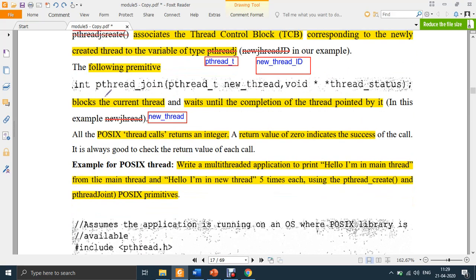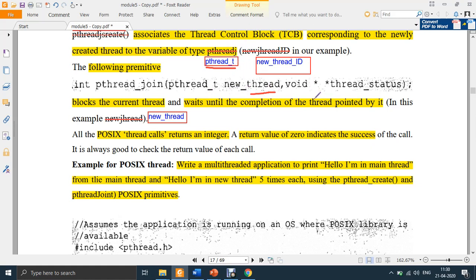The next function that we will use is pthread_join. Again you are using the pthread_t that you have just created above using the function pthread_create. So you're joining a new thread to the available thread. pthread_t is the available thread, and you are joining a new thread to it.